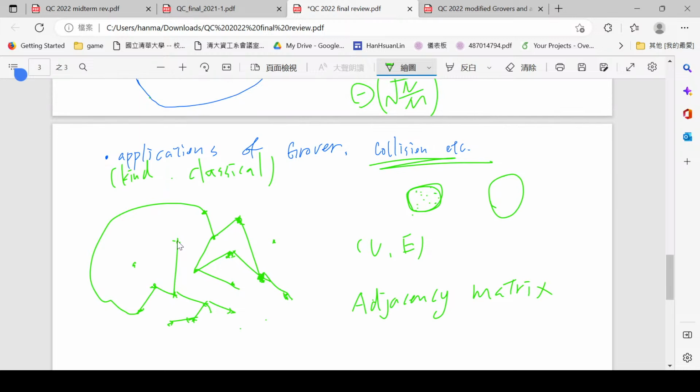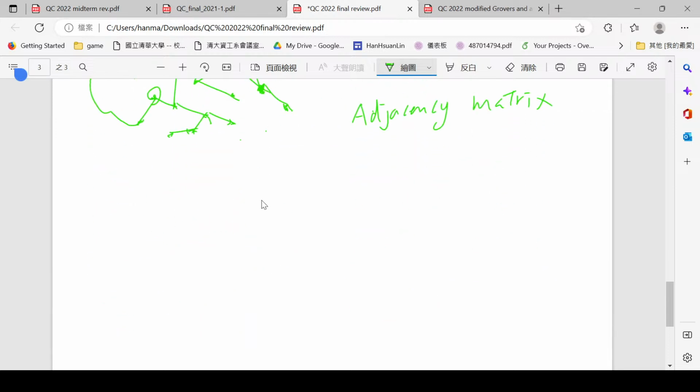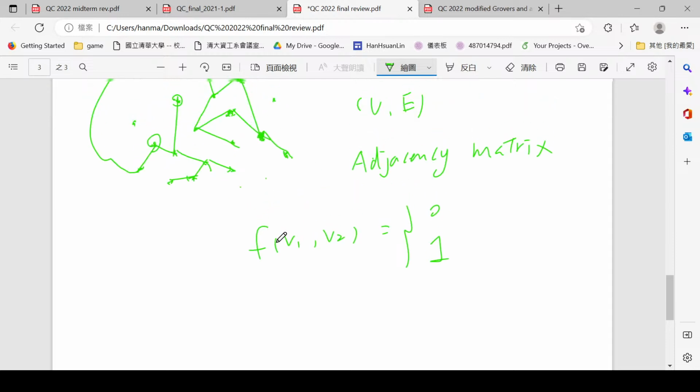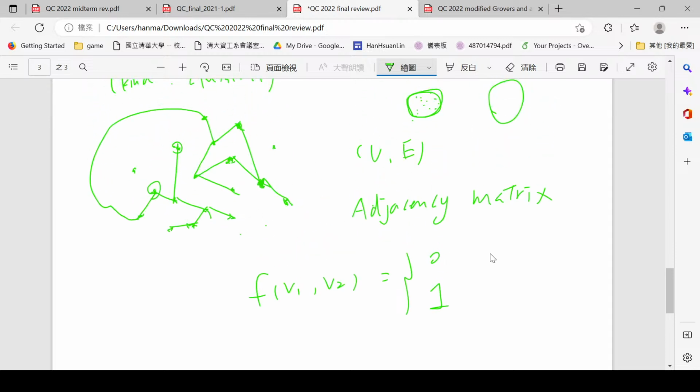So now it's very simple. The input is maybe this vertex and this vertex, and f of x is equal to f of v1, v2, and the output is binary, 0 or 1. So 0 is not connected, and 1 is connected. So this is the adjacency matrix model.